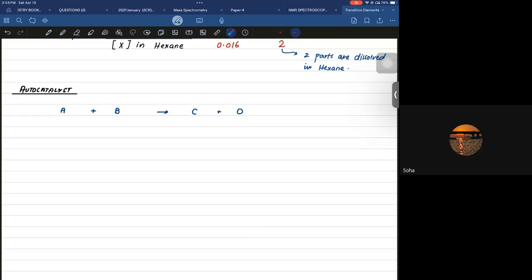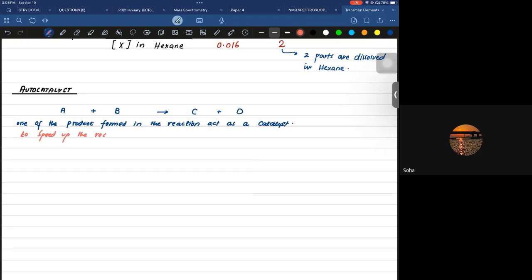So I can define it as: one of the products formed in the reaction acts as a catalyst to speed up the reaction.